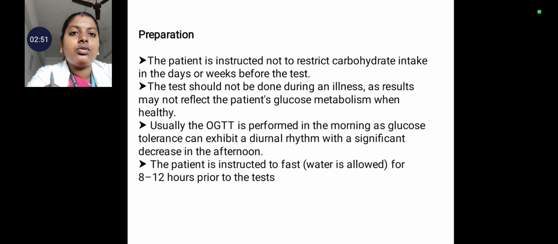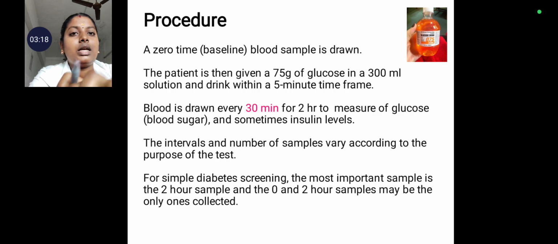And usually the OGTT, that is the oral glucose tolerance test, is performed in the morning on an empty stomach. So it can exhibit the diurnal rhythm with a significant increase in the afternoon. So the patient is instructed to fast for 8 to 12 hours prior to the test. So the patient has to finish dinner by 7:30, and has to be fasted on an empty stomach, 8 to 12 hours fasting.